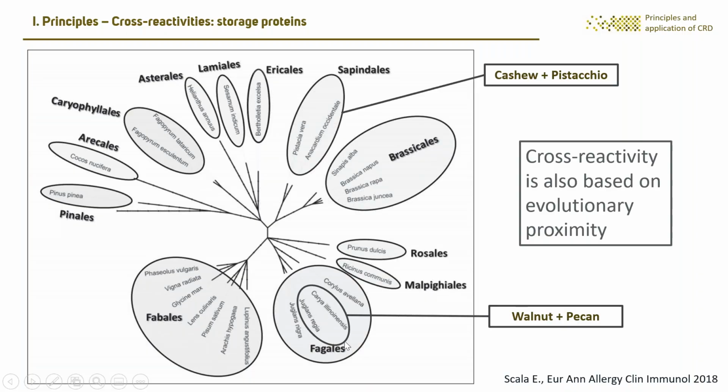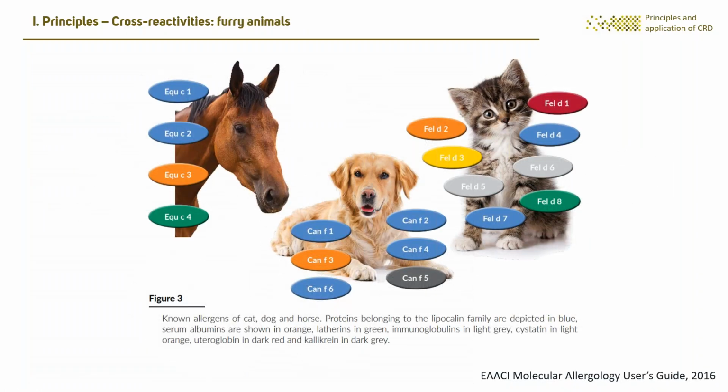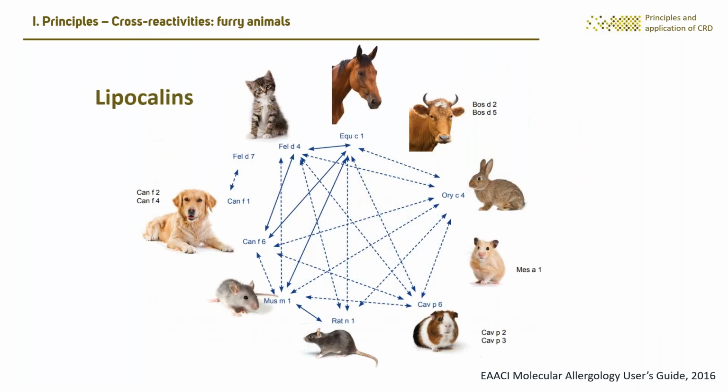And it is exactly the same if the patient is sensitized to 2S albumin, for example, from walnut, he will cross-react with pecan, but not with cashew and pistachio. Another very relevant example is lipocalins, which are found in almost all furry animals. So you see that there's also quite different grades of cross-reactivity between the members of these families.